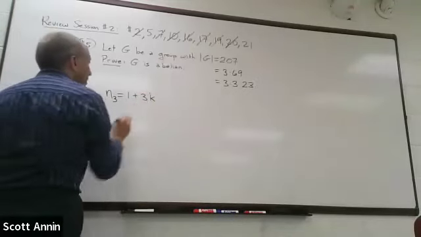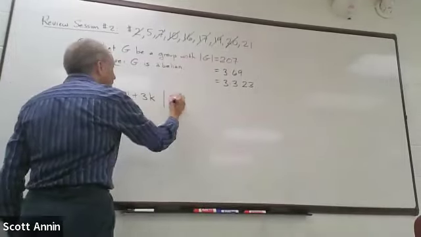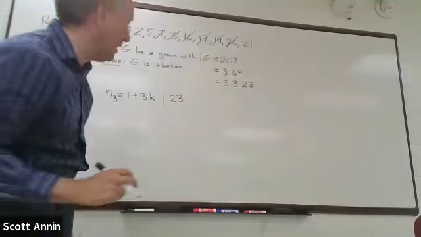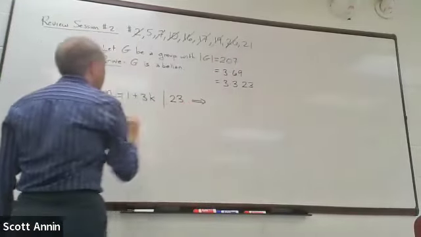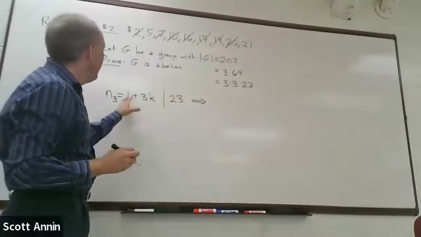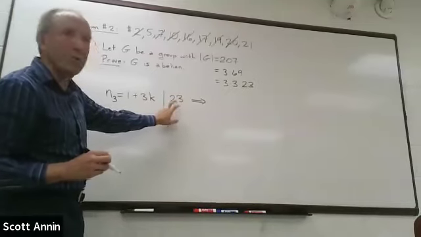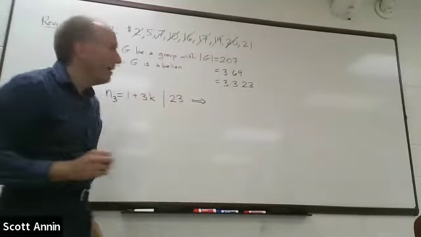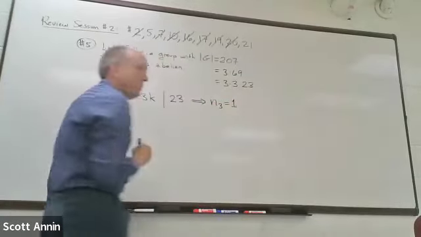Remember that this is a number of the form 1 plus 3k, and it has to divide the part of 207 that doesn't involve the powers of 3. So that would be 23. And so you can see from that, if a number is going to divide 23, it either has to be 1 or 23, but 23 does not have the form 1 plus 3k. So for that reason, n sub 3 is actually equal to 1.